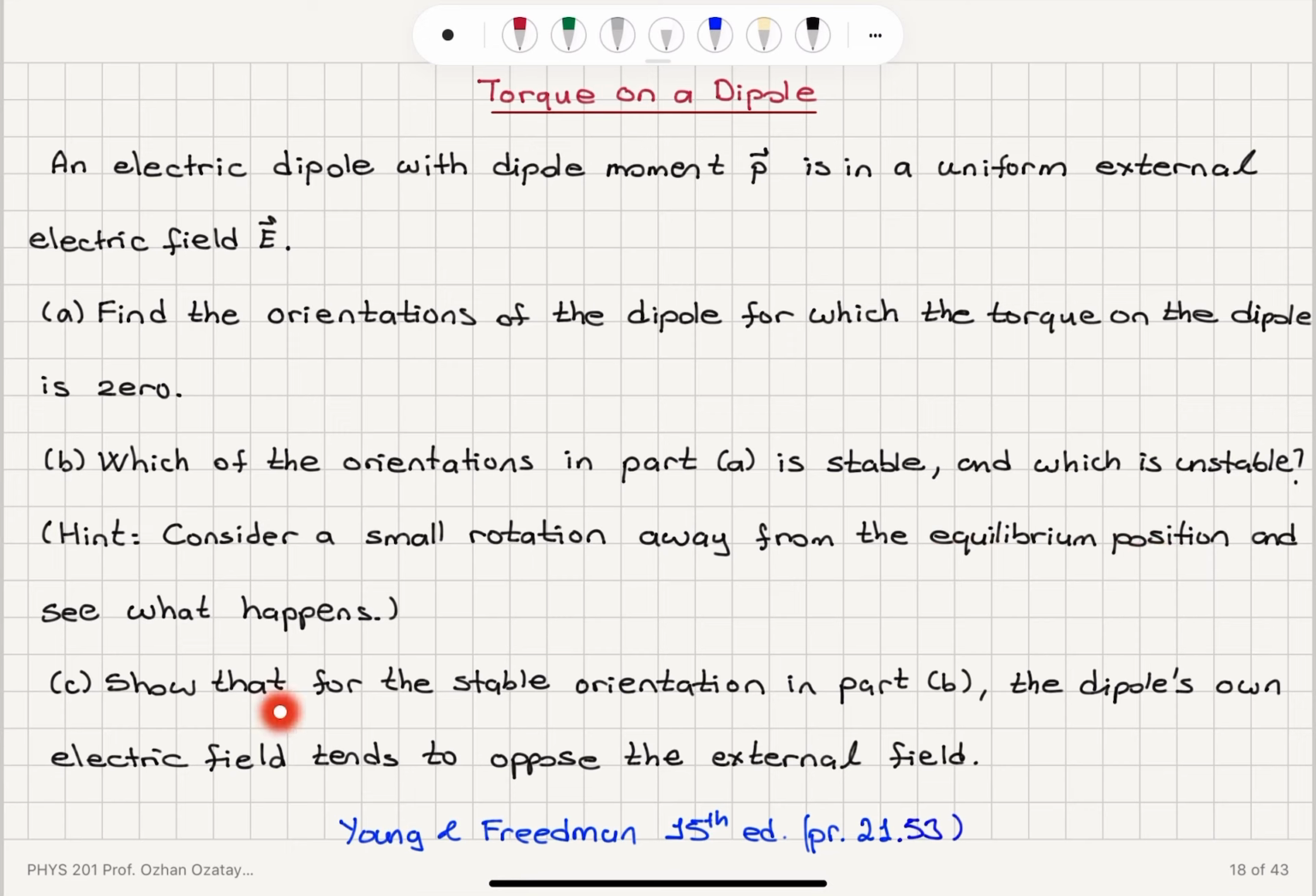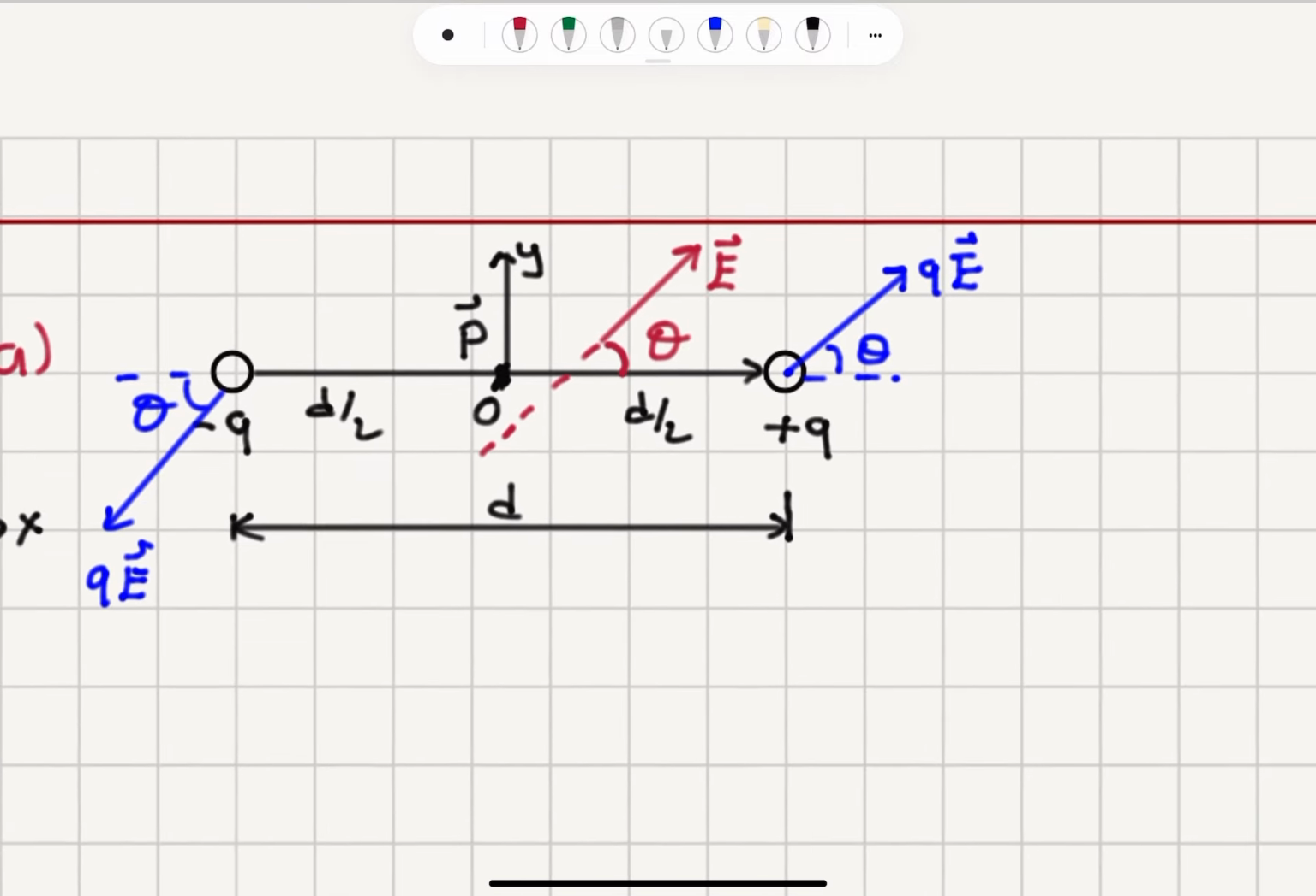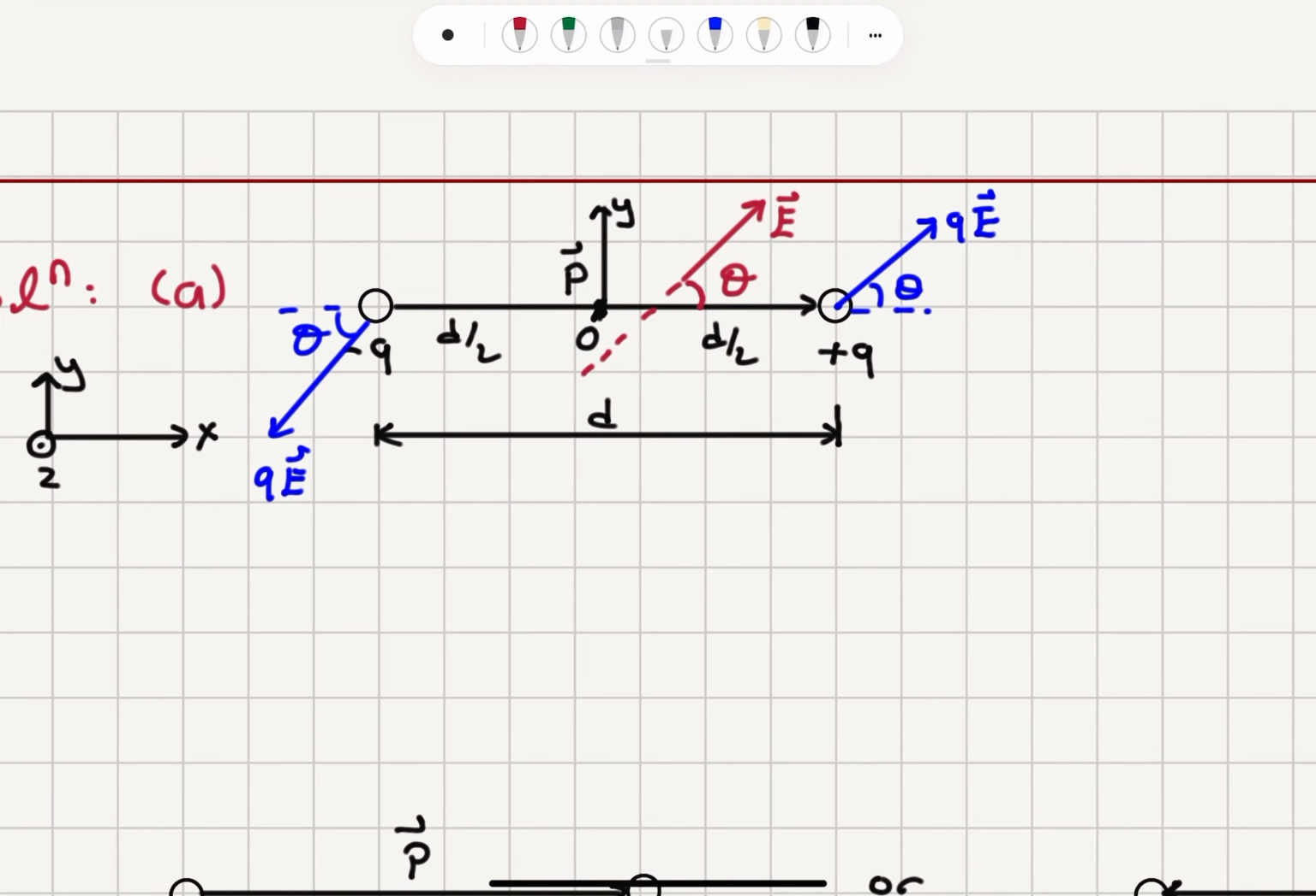And part C, show that for the stable orientation in part B, the dipole's own electric field tends to oppose the external field. Okay, so first of all, what is an electric dipole? We have a charge minus q and another point charge plus q separated by a distance d. The electric dipole moment vector points from minus q to plus q, you can see here in this direction. And we have a uniform electric field E, which makes an angle theta with the dipole moment vector.